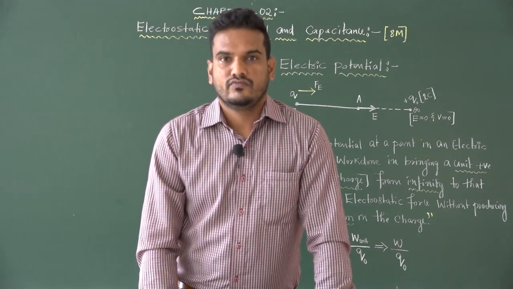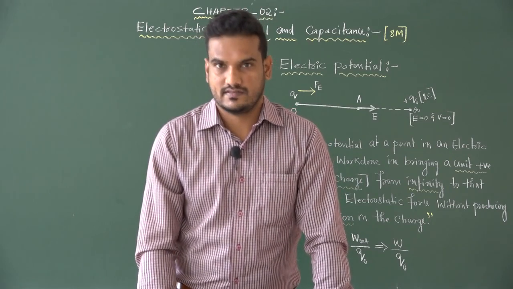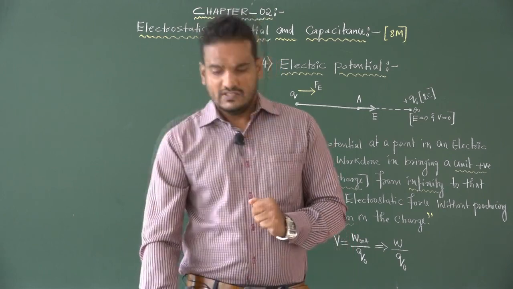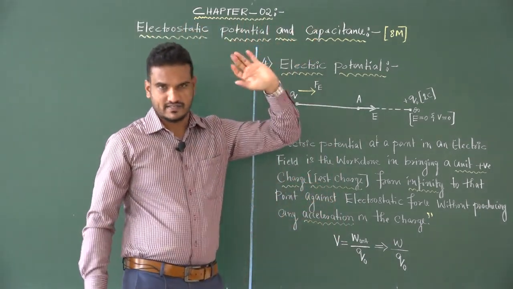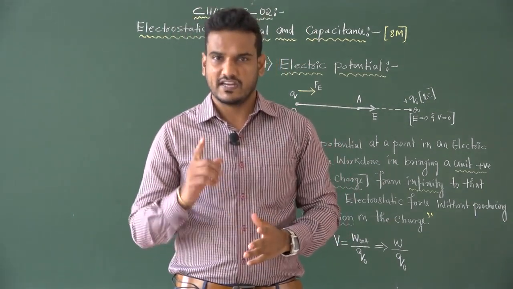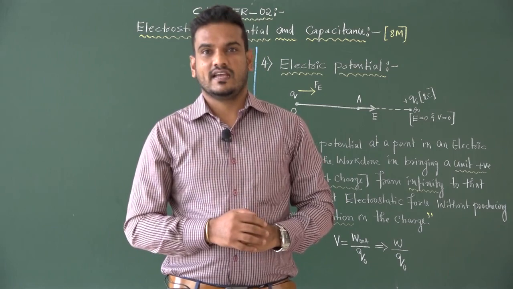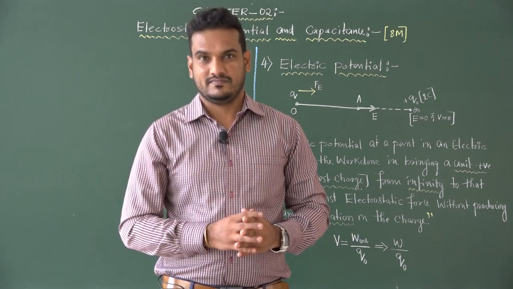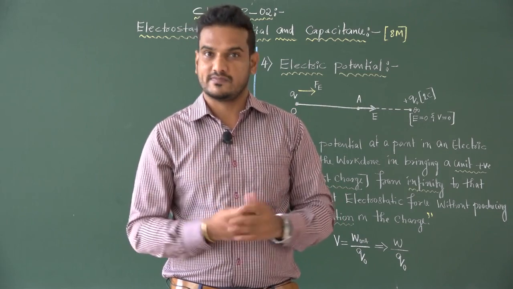Now we move on to the second chapter, that is electrostatic potential and capacitance. This chapter also carries 8 marks. So look at the heading, electrostatic potential and capacitance. In the first chapter we learned electric charges, electric field, and now electric potential. So electric charge, electric field, electric potential are related phenomena. How they are related, you are going to understand very clearly during the explanation.